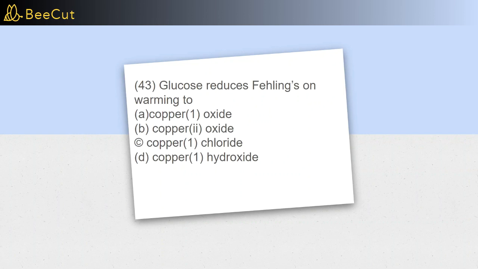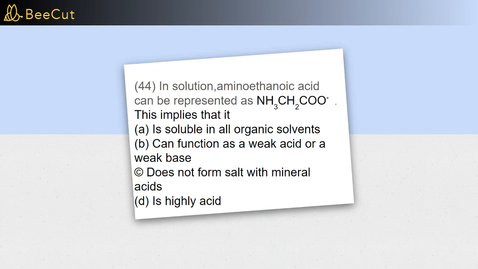43. Glucose reduces Fehling's solution on warming to copper I oxide. A, copper I oxide, is the best answer. A is the correct option for 43.